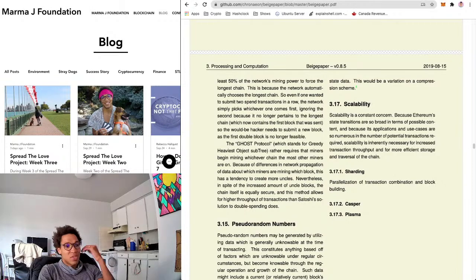So the Ghost Protocol, which stands for Greedy Heaviest Object Subtree, rather requires that miners begin mining whichever chain the most miners are on.